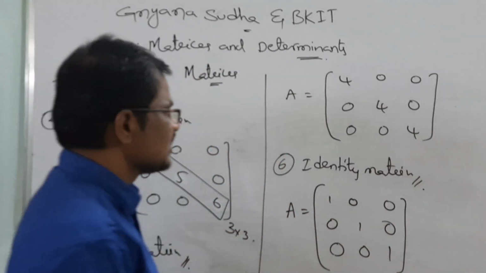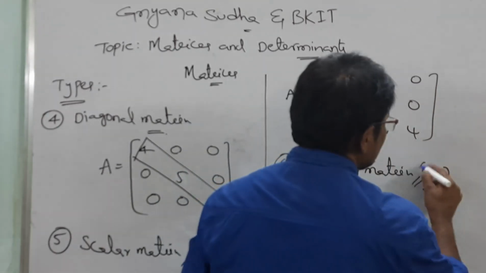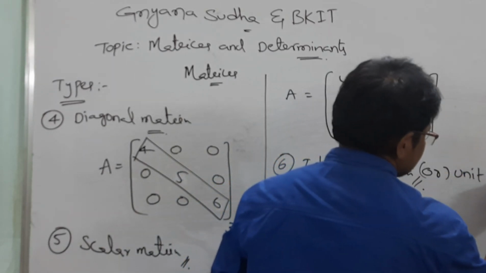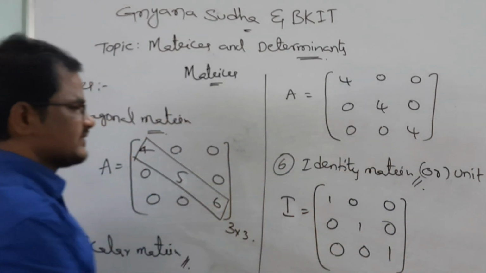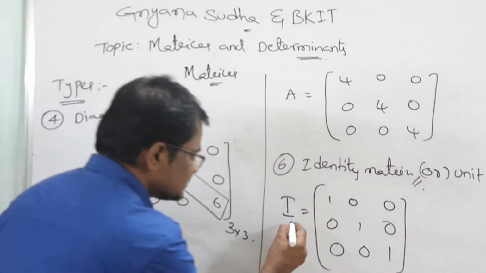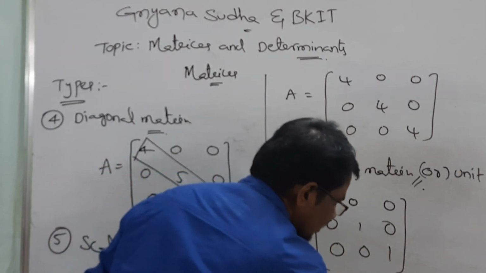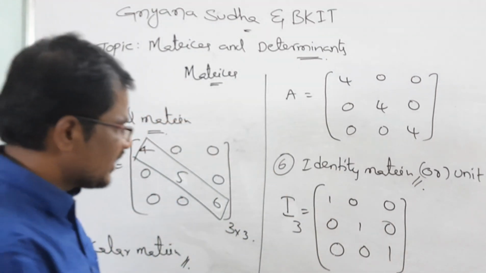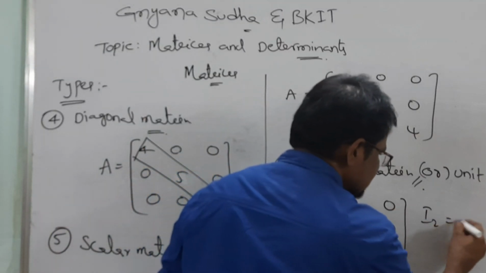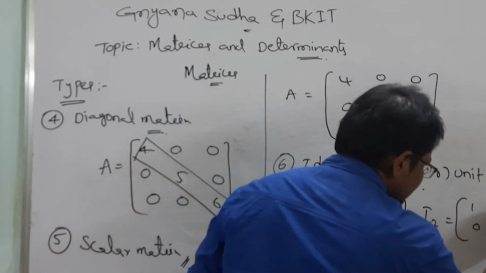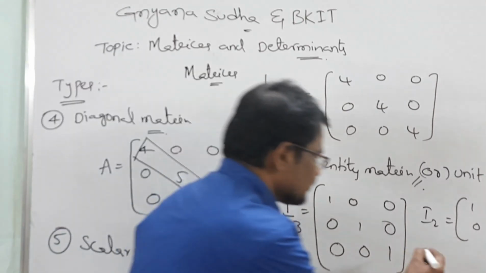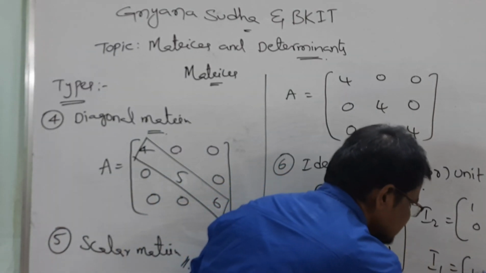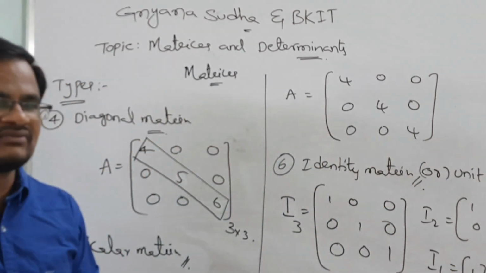So then it is called the identity matrix, or unit matrix also. It is denoted by I, like this. This is I3, meaning identity matrix of order 3. And if you take 1 0 0 1, this is the identity matrix of order 2. Suppose I1, like this, is also an identity matrix of order 1.